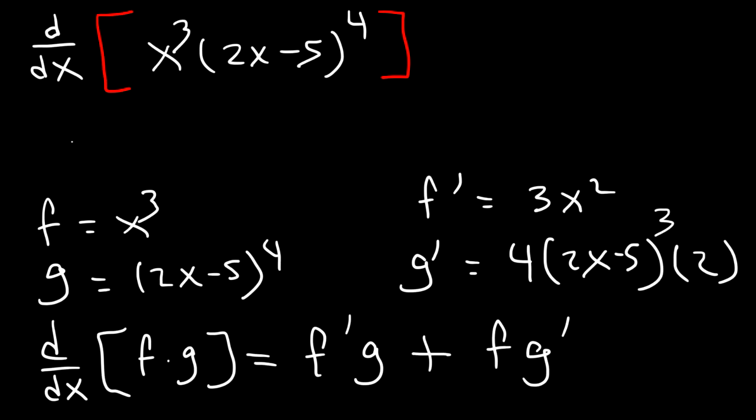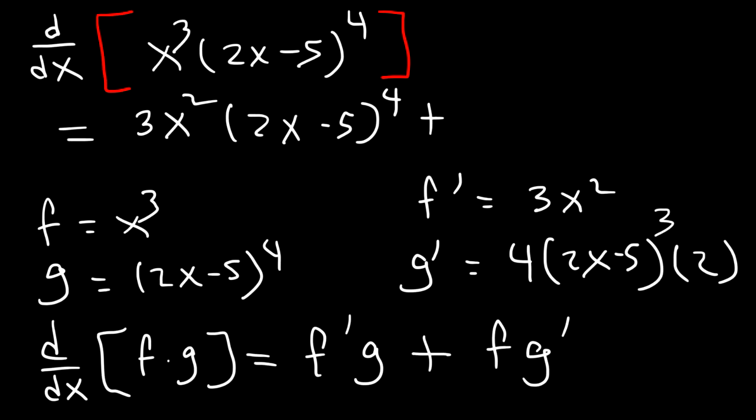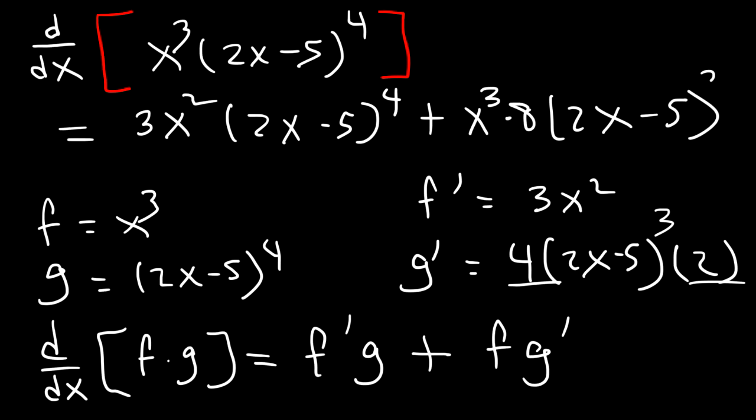So now let's apply this. So it's going to be f prime, which is 3x squared, times g, which is (2x minus 5) raised to the fourth power, plus f, that's x cubed, and then g prime, which is 4 times 2, and that's 8. So it's going to be times 8, (2x minus 5) cubed.